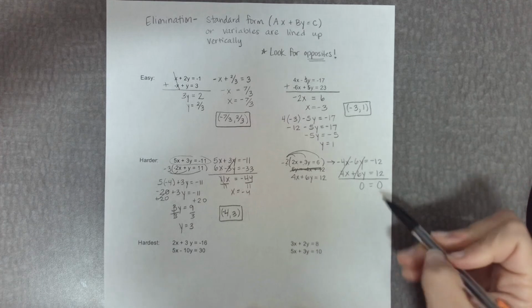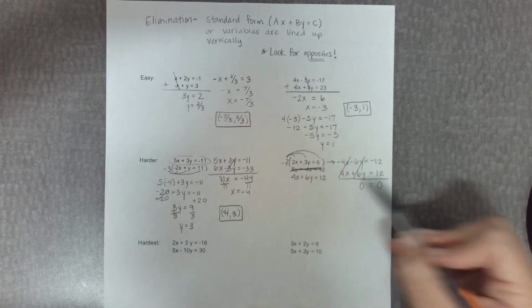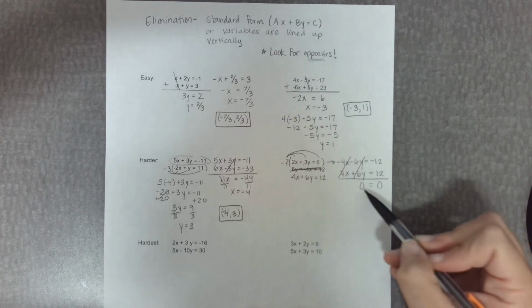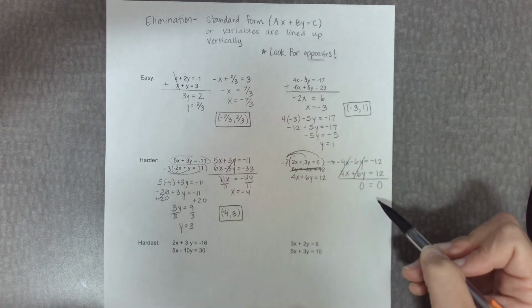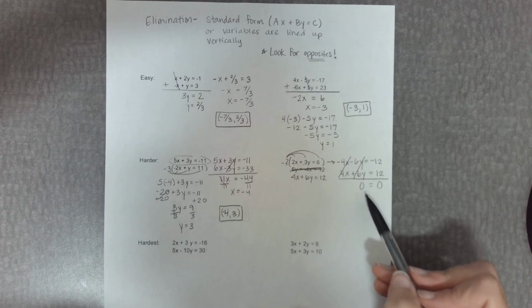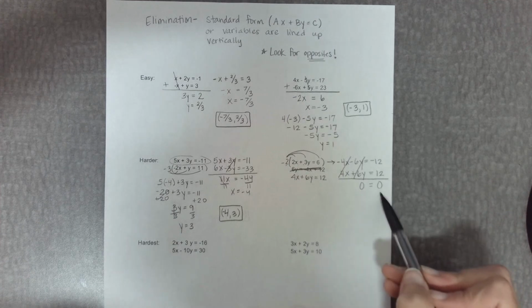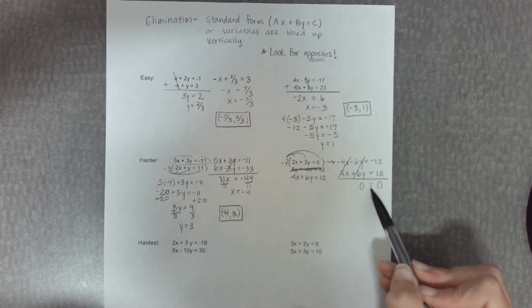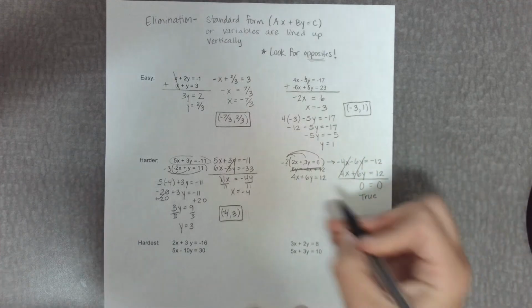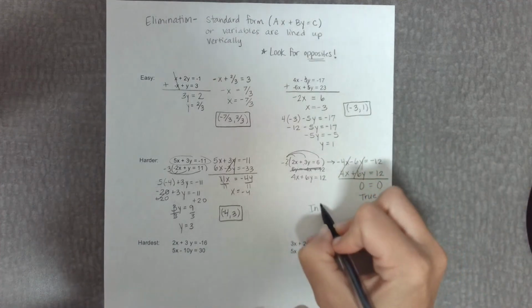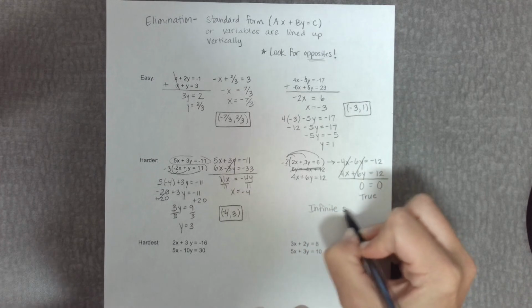Okay, so we talked about this in class, how when your variables go away altogether and you're left with just numbers, it's either going to be no solution, which means you have parallel lines, or it's going to be infinite solutions, which means you have two of the same line and they lay on top of each other. The way that you decide which one it is is whether this statement is true or false. So in this case, 0 is equal to 0. This is a true statement, which means these are the same lines. So this is infinite solutions.